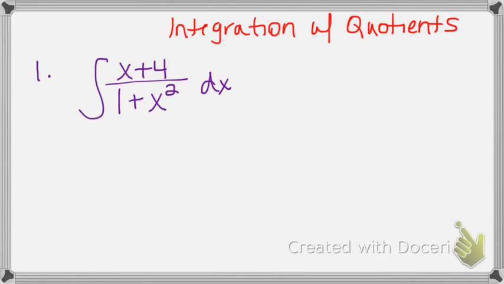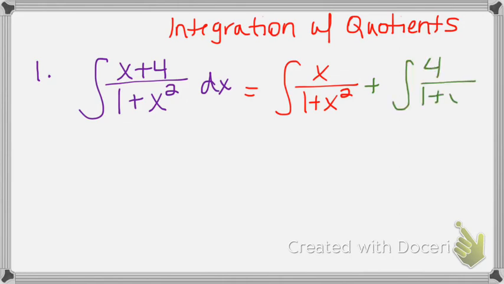So on a problem like this, when none of the other things work and it's a quotient, the first thing I would do is I would separate it. And you can only do this if you have more than one term on the top. If it's just one term on the top, there's no reason to separate it. But you're going to separate it into the integral of x over 1 plus x squared plus the integral of 4 over 1 plus x squared.